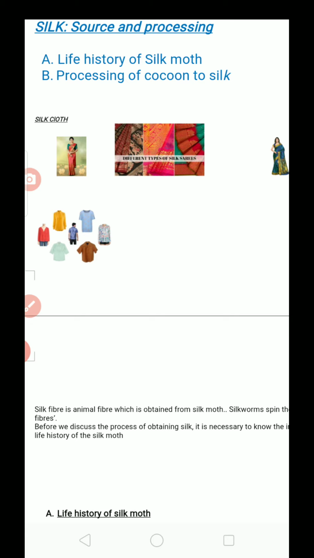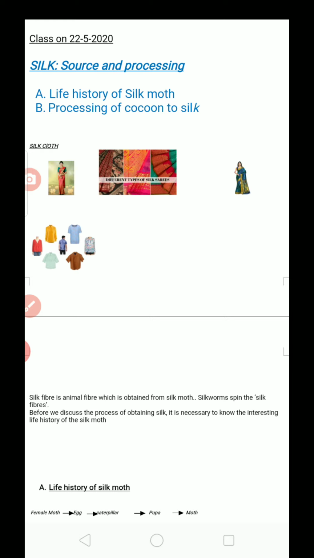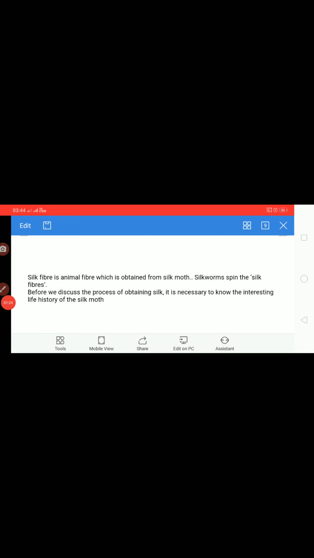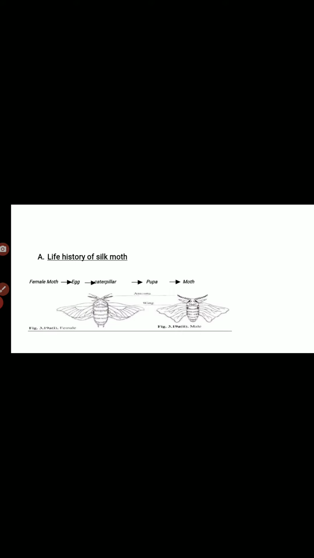Generally, silk fiber is an animal fiber which is obtained from the silk moth. These silkworms will spin the silk fibers around their body, which we can see in further steps. So before discussing the processing of obtaining silk, we have to know about the life history of the silk moth. Different steps and different stages will be there.